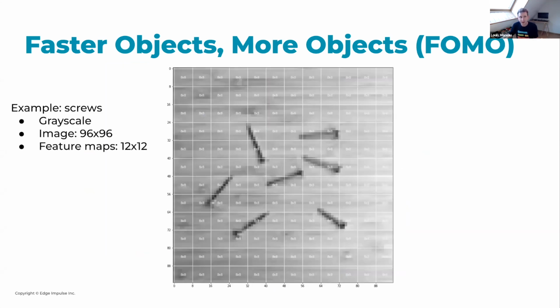So the math behind that, so yeah, again, I'm going to take another example. It's probably going to be a bit clearer. So here it's a grayscale image, a 96 by 96. So we obtain a 12 by 12 feature map of 8 pixels each.